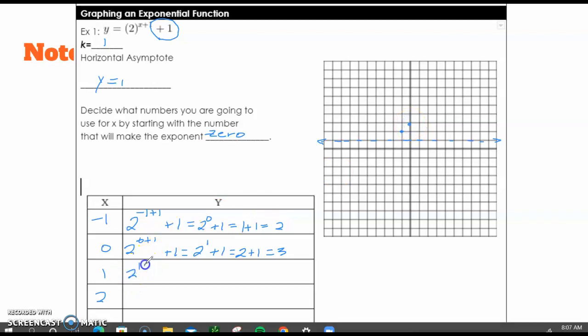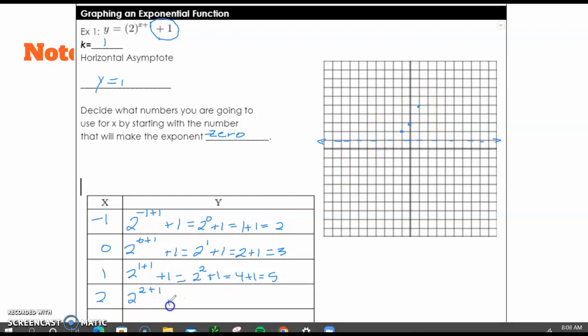Now for 1: 1 plus 1 is 2. So we have 2 squared plus 1. 2 squared is 4. Plus 1 is 5. So we have 1, 5 for our next point. 1, 1, 2, 3, 4, 5. And let's get one more.